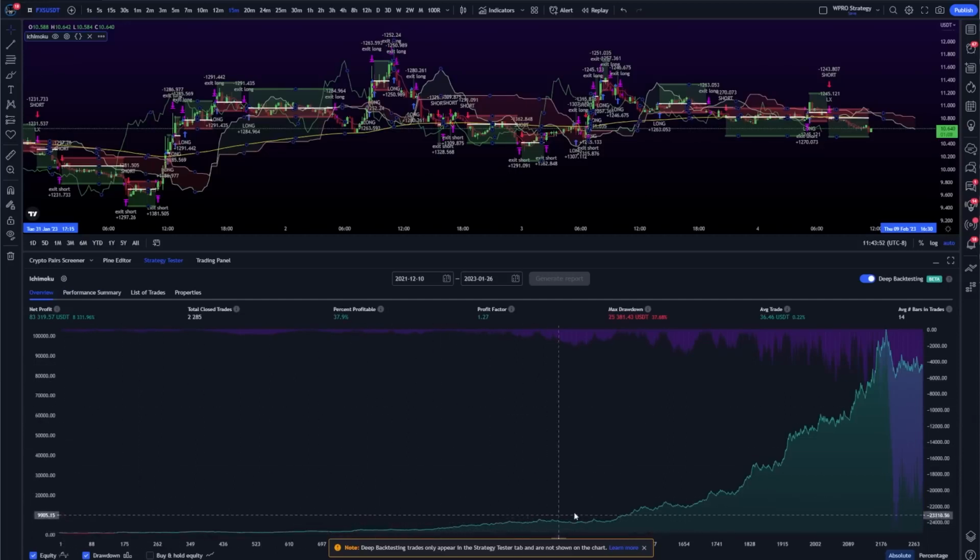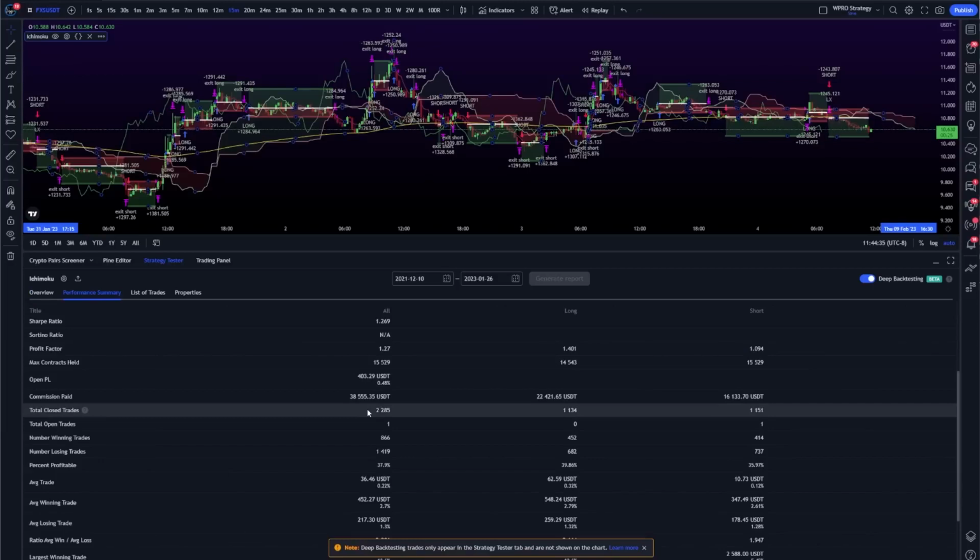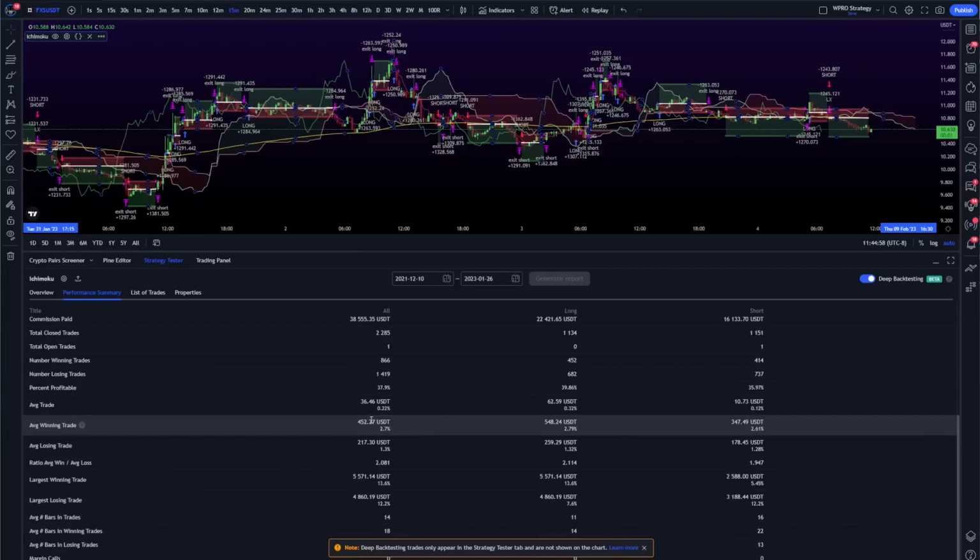You can see this really beautiful gradual curve here. This is exactly what I like to see. Really strong curve all the way up, still maintaining close to that 40% profitability. There's currently open profit and loss. It's at 0.5% profit. The total closed trades on this backtest are 2,285. And most importantly, the average winning trade is more than double the average losing trade. So there's a 2-to-1 risk ratio.